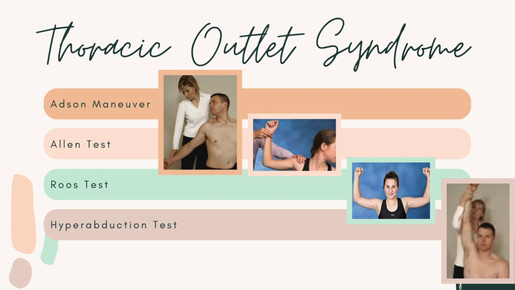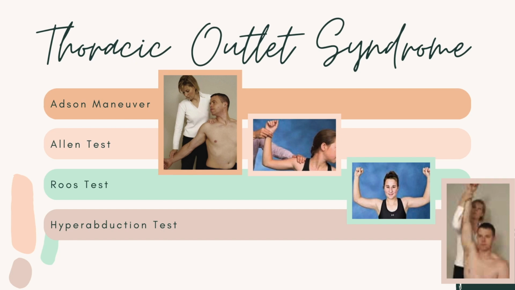So it's kind of like the Allen test where you have that arm overhead, but this one you do not have any rotation of the head or monitoring the radial pulse, and you're just going to get them to open their hands and close their hands for 3 minutes. Lastly is the hyperabduction test, or the Wright test. Place the patient's arm overhead in the frontal plane while monitoring the patient's radial pulse. A positive finding will be absent or diminished pulse.